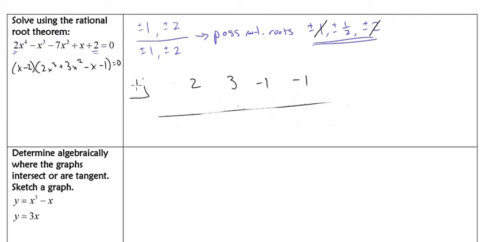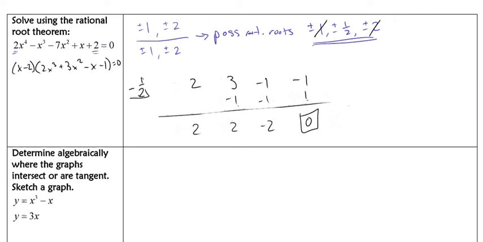We'll try 1/2. So 2 times 1/2 is 1, adds up to give us 4. Half of that is 2, adds up to 1. Half of that is 1/2, and that gives us negative 1/2. And so, nope, positive 1/2 didn't work. Let's try negative 1/2. 2 times negative 1/2 is negative 1, gives us 2. That's negative 1. Negative 2 is positive 1, and that one does work.